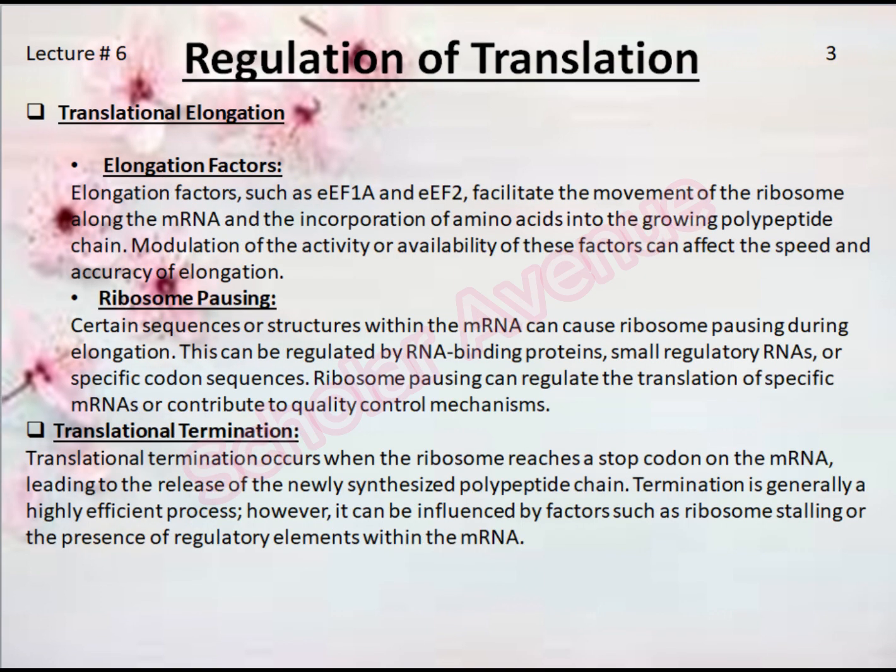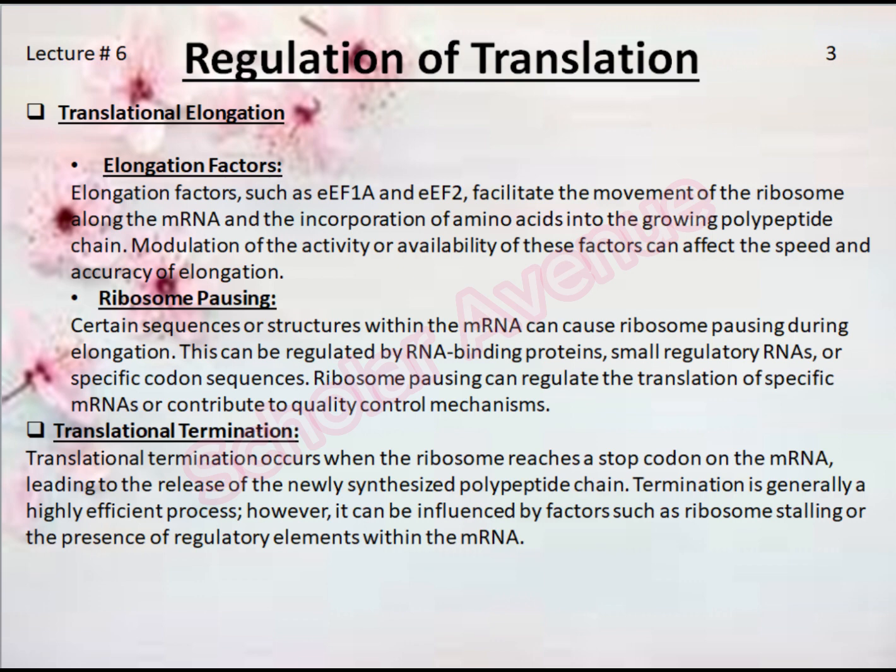First factor is elongation factors. Elongation factors, such as EEF1A and EEF2, facilitate the movement of the ribosome along the mRNA and the incorporation of amino acids into the growing polypeptide chain. Modulation of the activity or availability of these factors can affect the speed and accuracy of elongation.